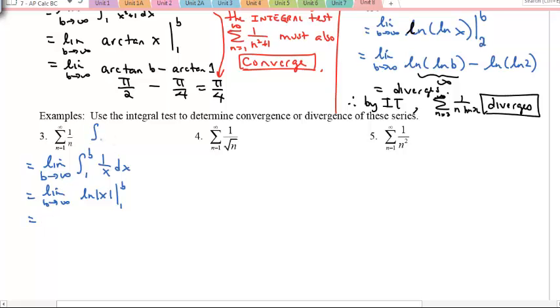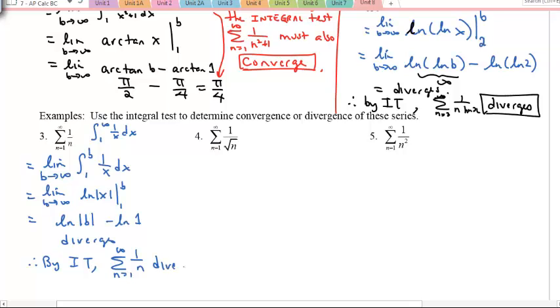I guess I should have written down this first day. Ln of infinity, this diverges, so this is infinity. Therefore, by the integral test, the sum of n equals 1 to infinity of 1 over n diverges.